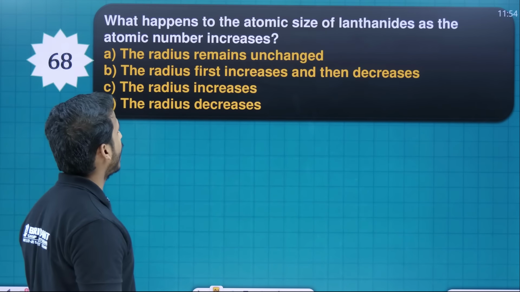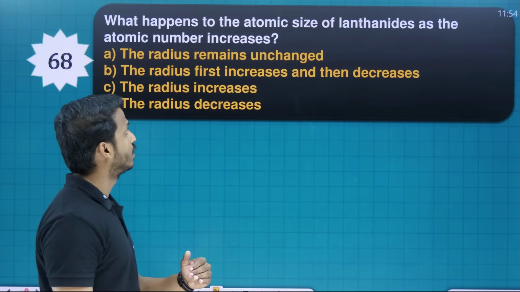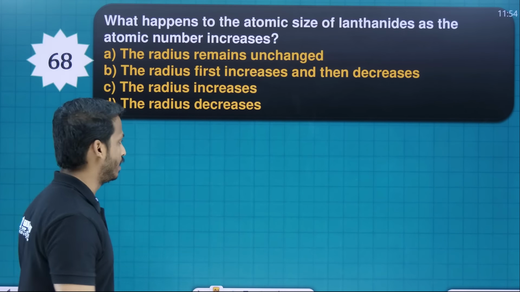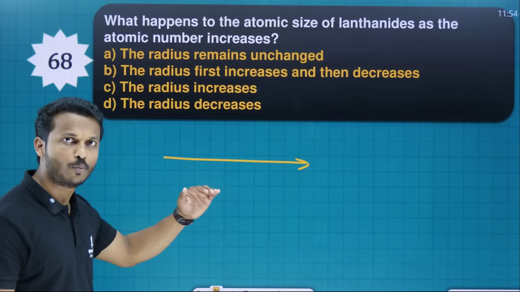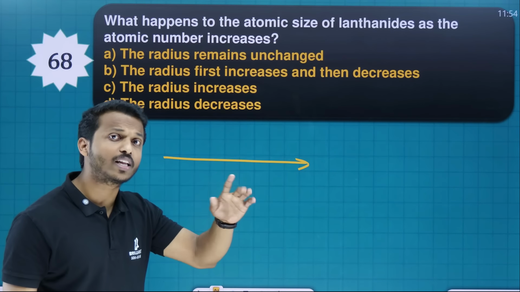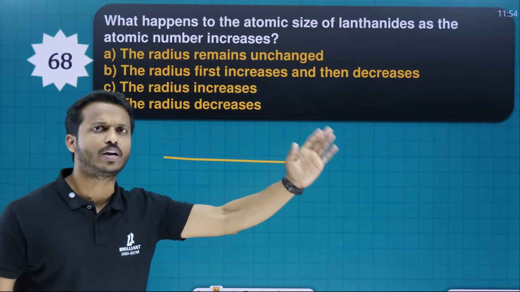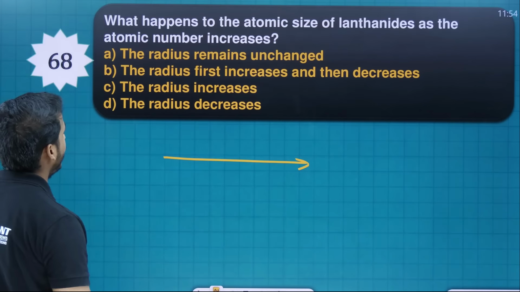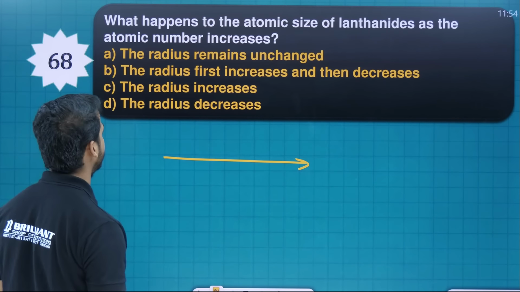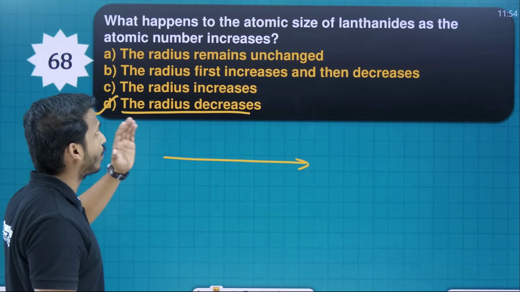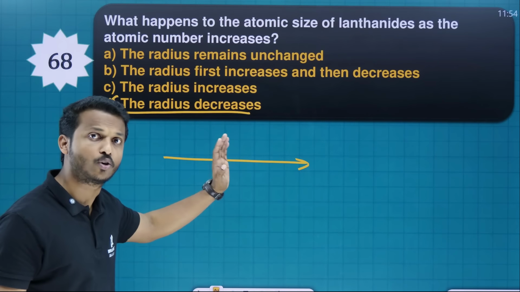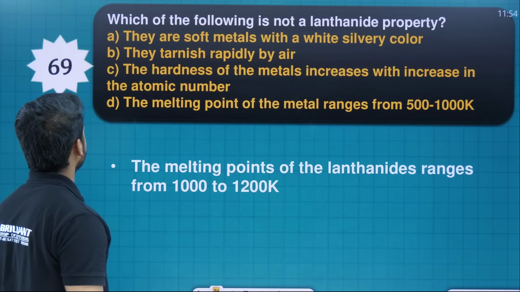Now, what happens to the atomic size of lanthanides as the atomic number increases? Moving left to right, what happens? Atomic size decreases, but due to lanthanide contraction, it is a steady but slow decrease in size. So the radius does not remain unchanged, nor does it increase. The radius decreases. Whenever you go from left to right across a period, atomic size decreases.